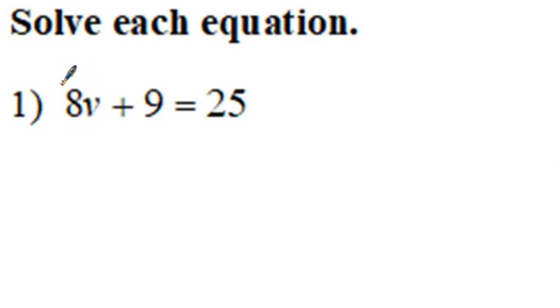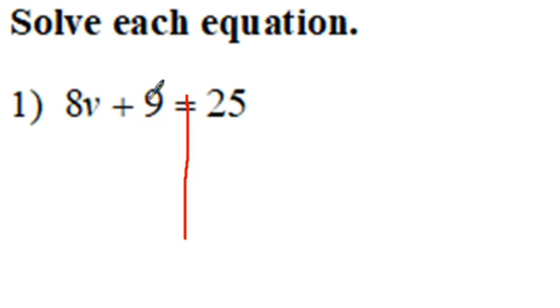You'll notice that there's an 8 over here and also a 9 over here. Just like we did in our one-step equations, we want to draw a line down our equal sign. Now we have to decide, am I going to move the 8 first or my 9 first? We want to leave whatever is closest to v for second. So we're going to look at this 9.